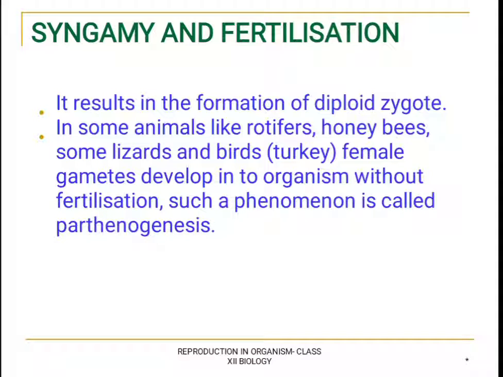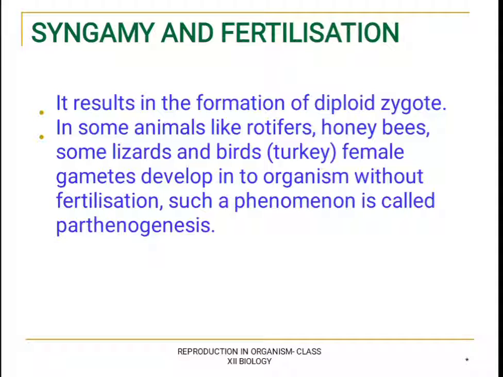The process of fusion of male and female gametes is known as fertilization, or syngamy, and it results in the formation of a diploid cell which is called the zygote. And fertilization is of two types.